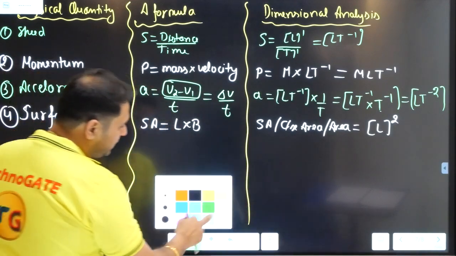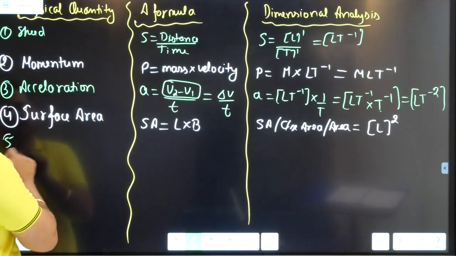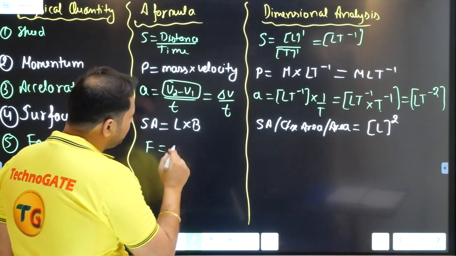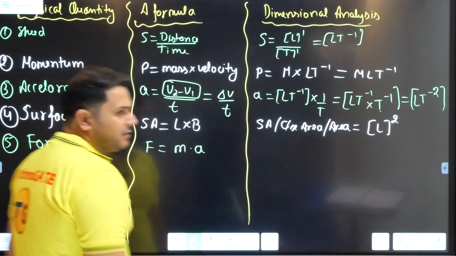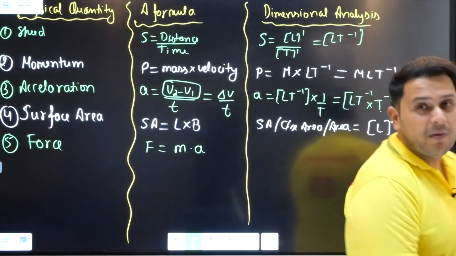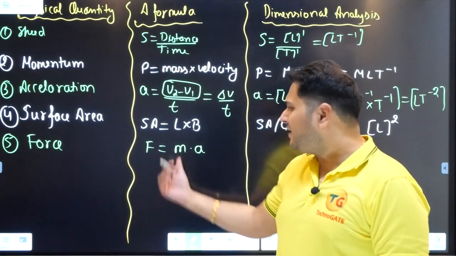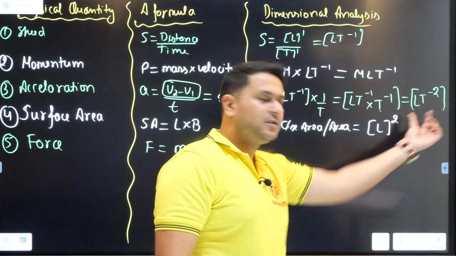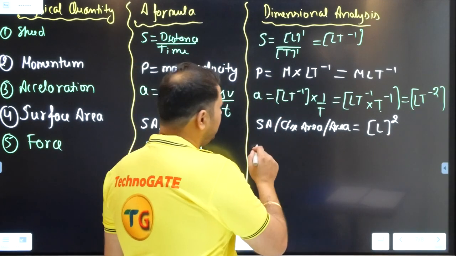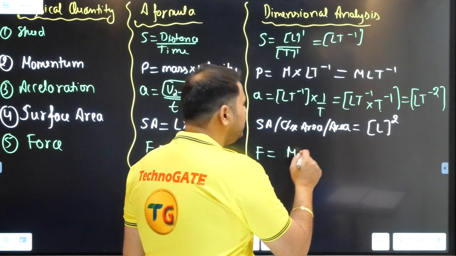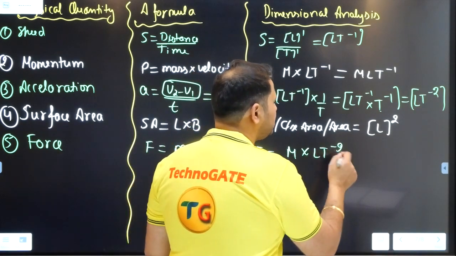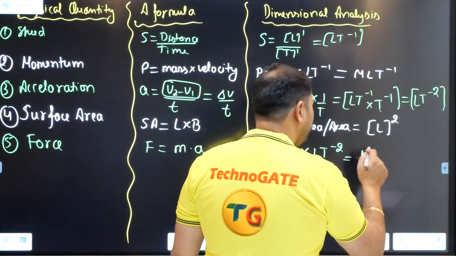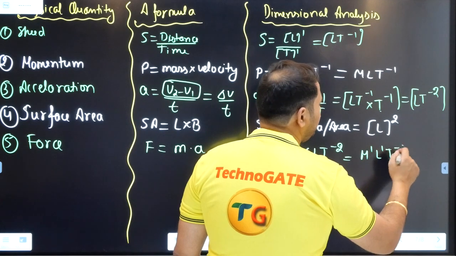Now let me show you next parameter. The next fifth parameter is going to be force. Now this force F is given by mass into acceleration. Now when I say mass, acceleration we have already done. This is Lt minus 2 and it is having one mass, right? So F can be given by m into Lt minus 2. Lt minus 2 is coming from your acceleration. So dimension analysis will be m1 L1 t minus 2.